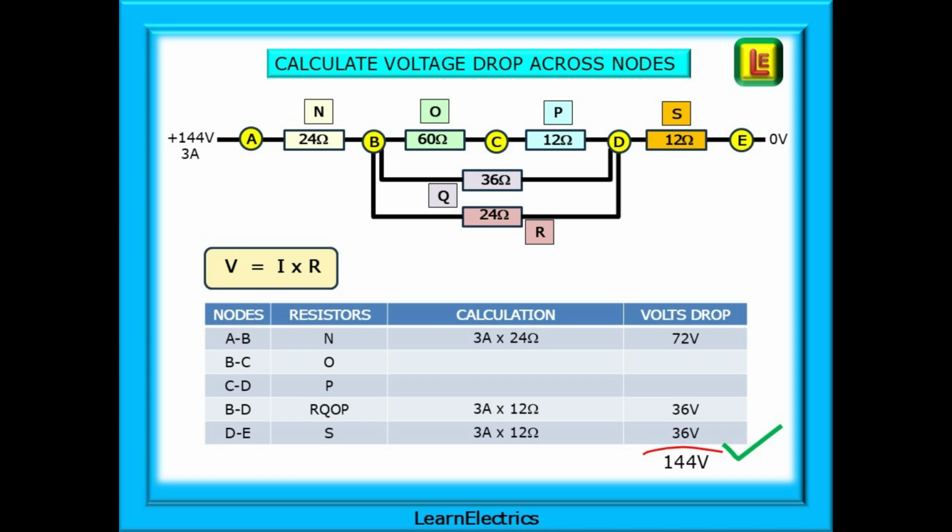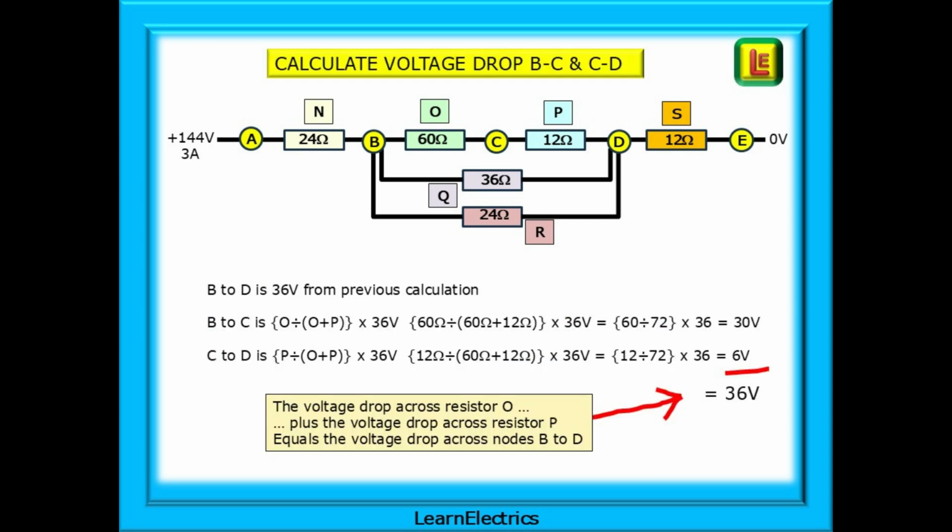Nodes B to D are for the parallel resistors RQOP, and we have 3 amps multiplied by 12 ohms, which is 36 volts. And nodes D to E for resistor S is 3 amps multiplied by 12 ohms, which is also 36 volts. Check your numbers. 72 volts plus 36 plus 36 is 144 volts, the same as the supply voltage. All good.